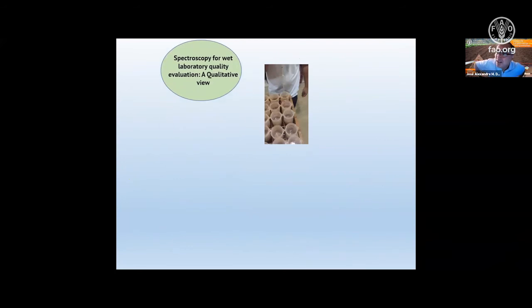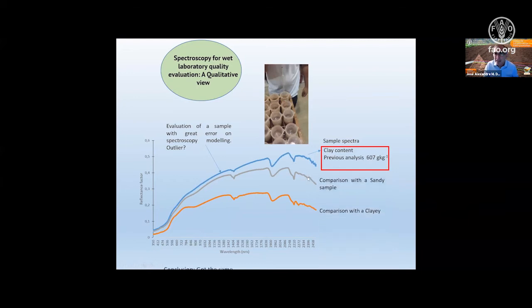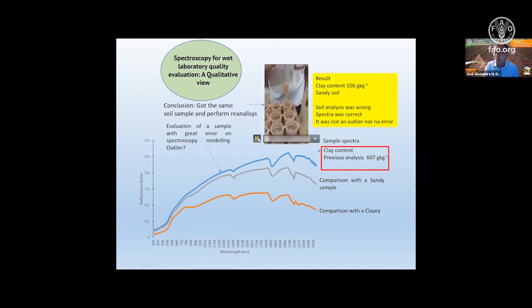Okay, now, some things that are important that people do not see from spectra. Spectroscopy for wet laboratory quality evaluation, a qualitative view. This is an empirical thing that we just saw. I was looking at this spectra here. This is spectroscopy. But when I saw the clay content, it said to me that it was very clayey. So I put the spectra of a clayey and a sandy sample together, and this was not similar to the clay, absolutely not. So what did I do? I took the same soil sample, remade the wet analysis, and the new result came. It really was a sandy sample, so the spectra was right.